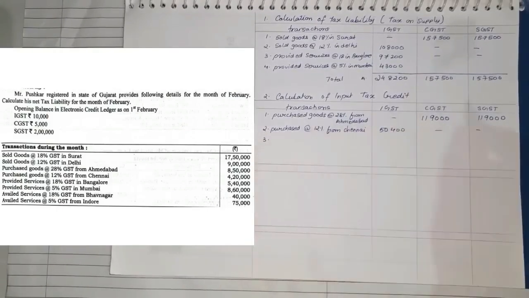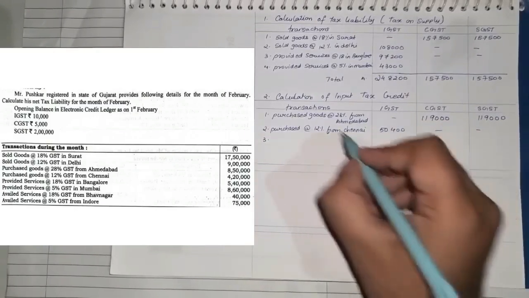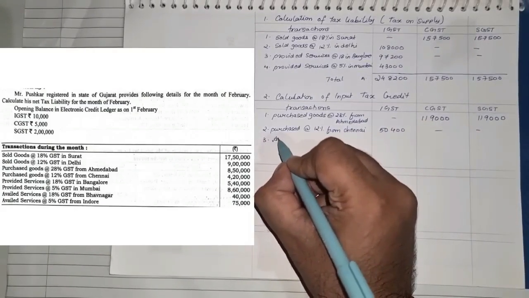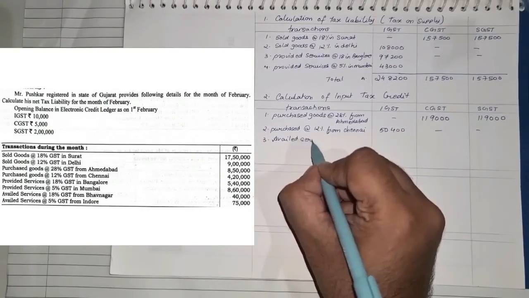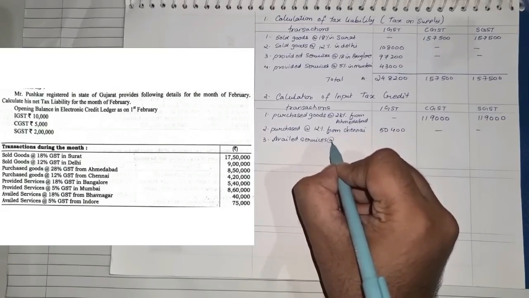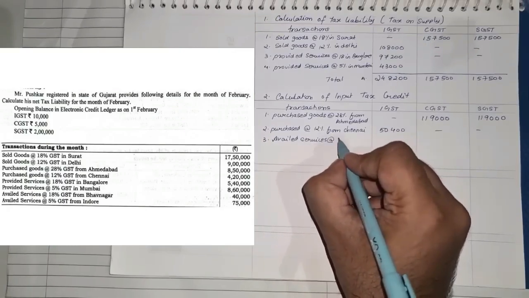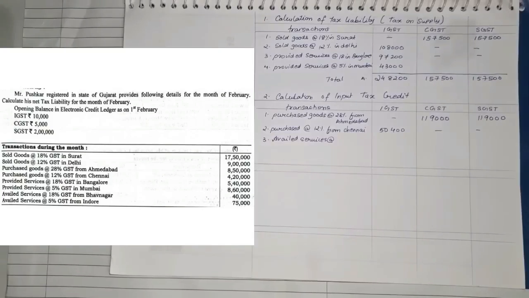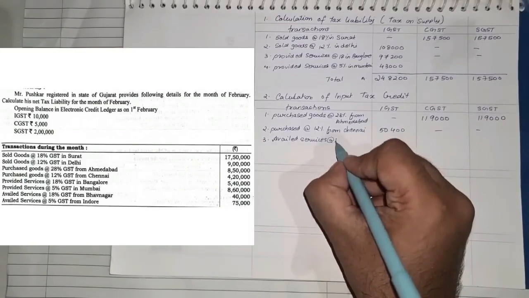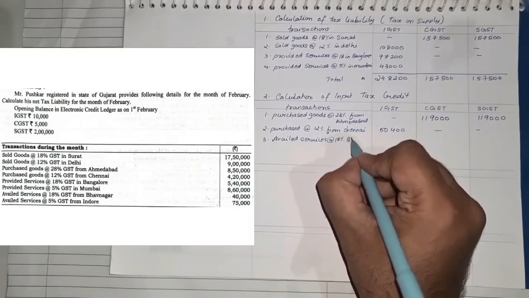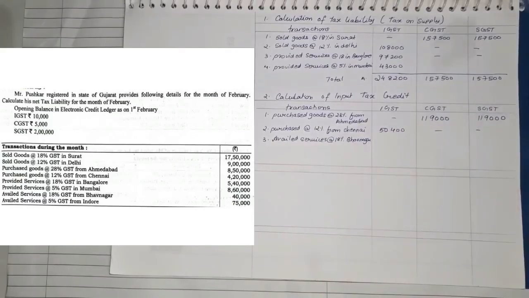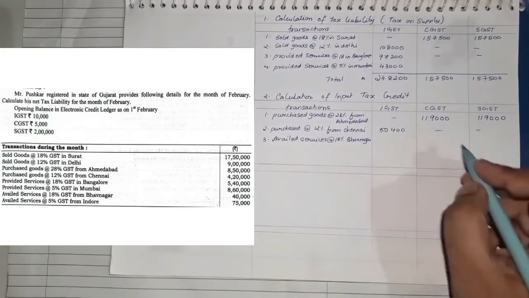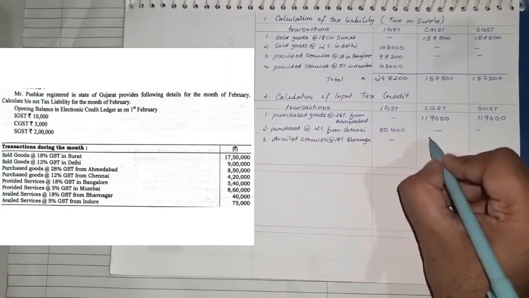Third, in the second last two, the availed services. Availed means we have taken it, purchased. So availed services at the rate of 18% from Bhavnagar, and it's in Gujarat itself, so it gets split into two parts, 9% each. The value is 40,000. 40,000 into 9% will give you 3,600 each.